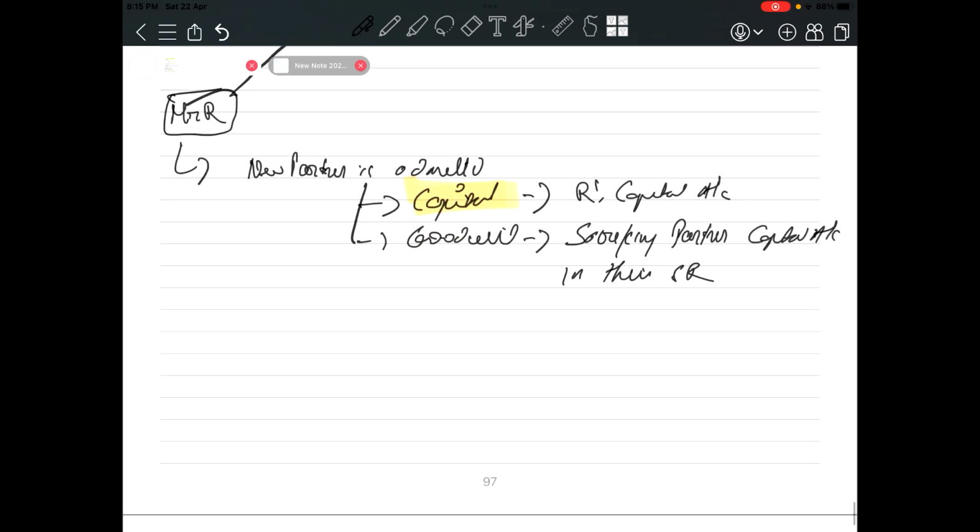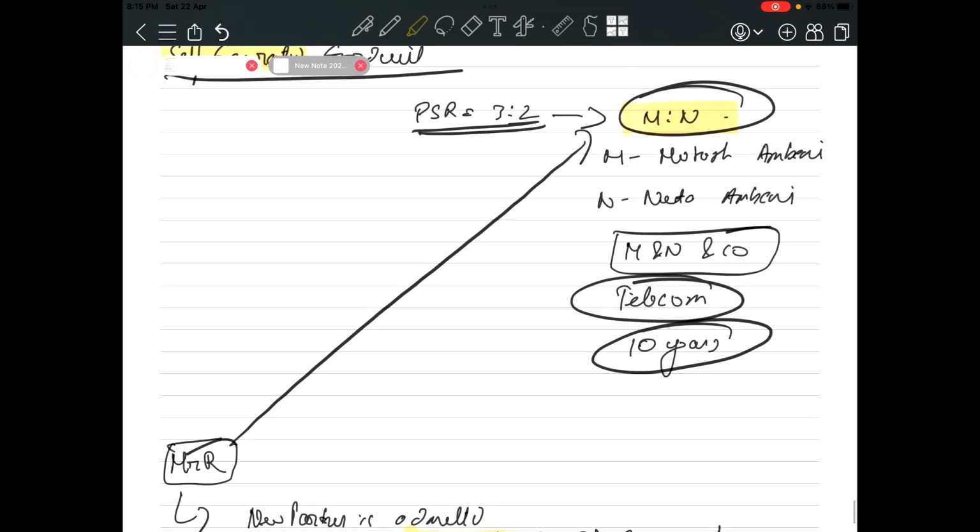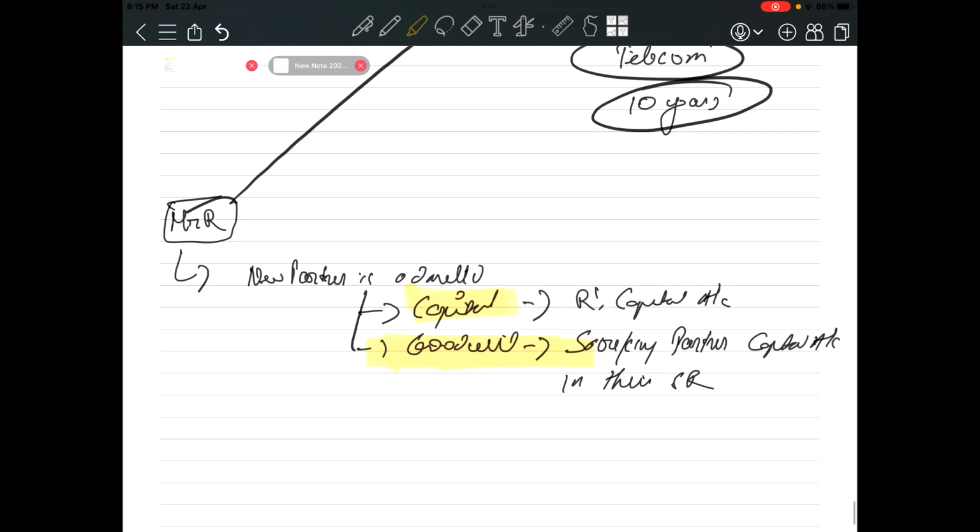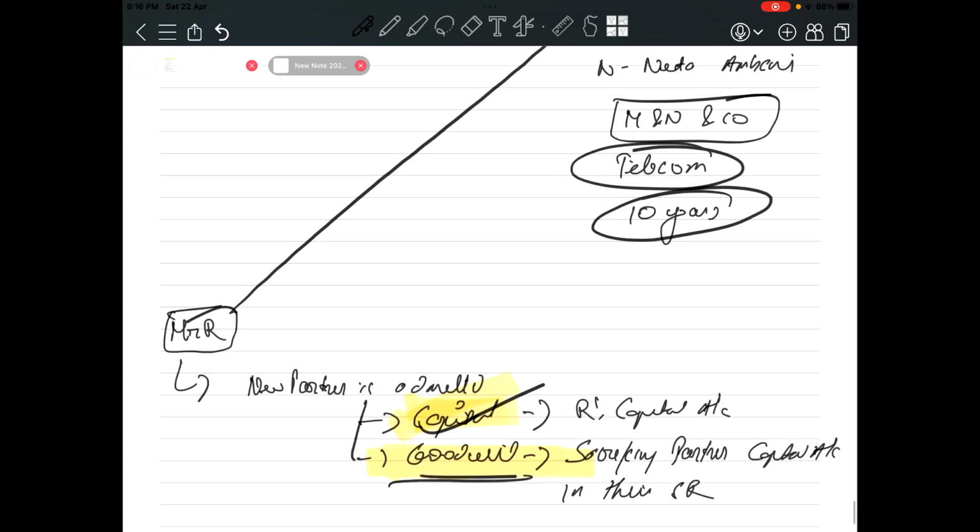Now what is this goodwill amount? We are talking about this goodwill. So this goodwill will be a self-generated goodwill. Why is it necessary to calculate self-generated goodwill? Why will a new partner bring in his share of capital? You are entering a partnership firm, you will obviously have to bring capital. That part is clear. But why does a new partner have to bring his share of goodwill? We'll understand that with an example.